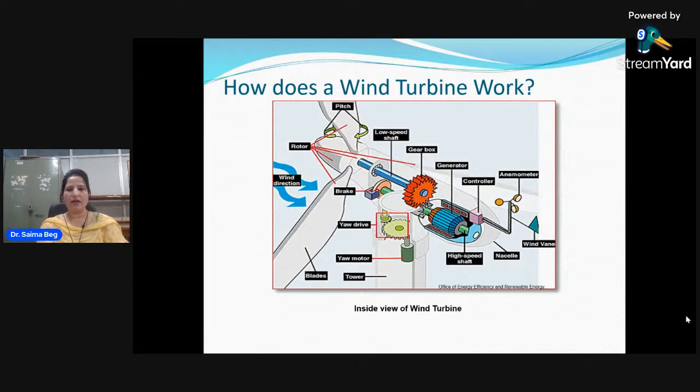Next we see how these different components are going to work. The first one will be your blades. Most turbines have 2 or 3 blades. Wind blows over the blades, causing the blades to lift and rotate. So these are the blades.